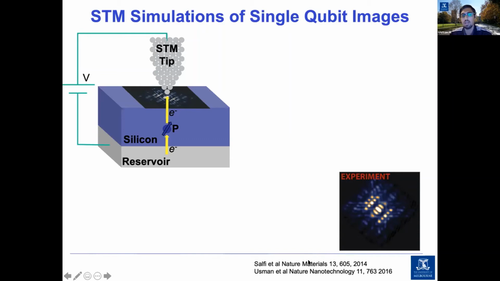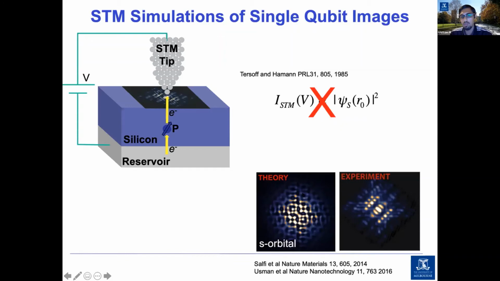And then the issue was that when we started to understand these images and we applied this very famous Tersoff theory, we did not match the experiment. The images from theory looked very, very different from the experiment. There was no correlation. And that was a bit of confusion, because in general, Tersoff's theory has been very popular and very successful in estimating STM currents.